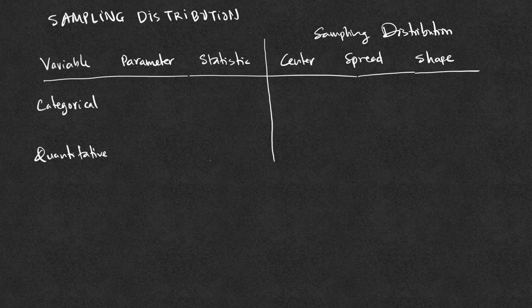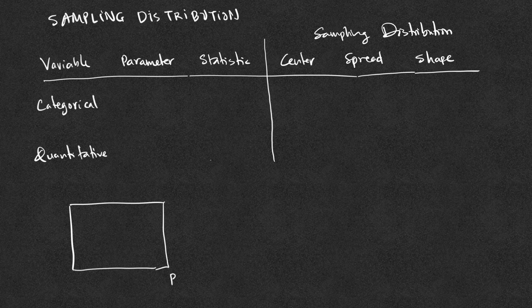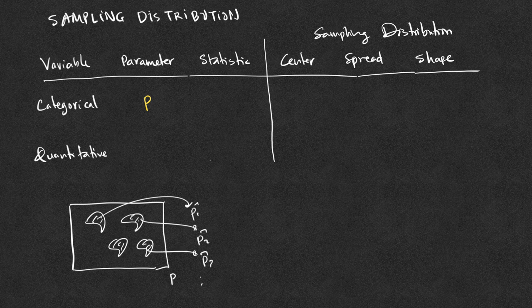Sampling distribution summary. We tackle probability problems involving a categorical or quantitative variable. With a categorical variable, we often compute the proportion. Suppose we have a population with the parameter p. P represents the proportion of the population, and we build the sampling distribution by repeatedly taking samples of size n, and we compute the proportions p hat 1, p hat 2, p hat 3, and so on.